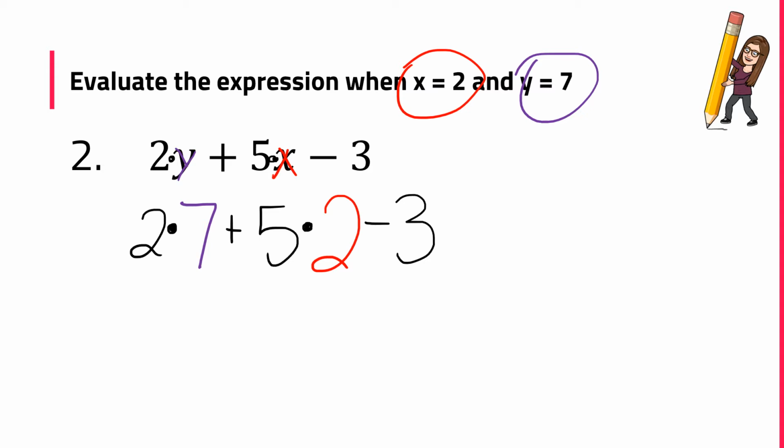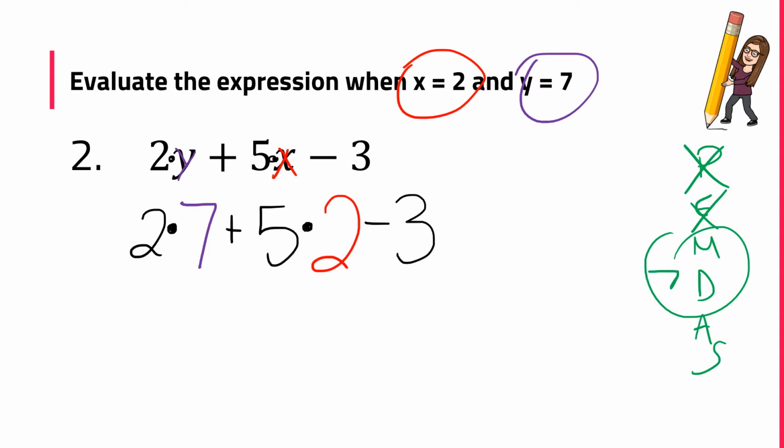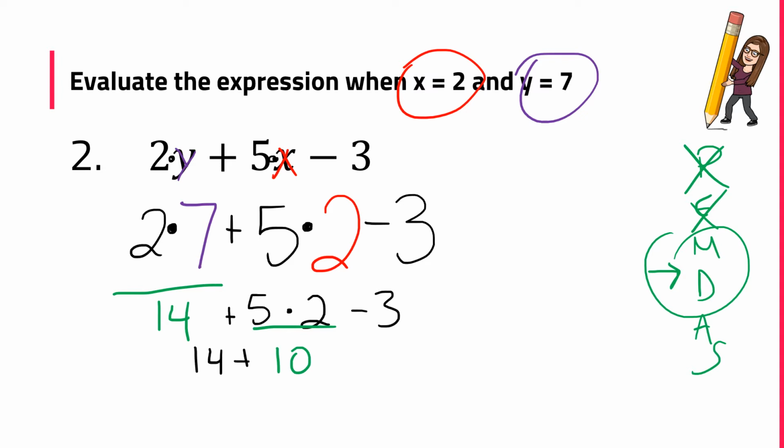Now we're going to follow our PEMDAS rules. I have no parentheses. I have no exponents. Multiply and divide left to right. So the first thing I see on the left is 2 times 7. Everything else falls down. Next, I see this multiplying. 5 times 2, 10. Everything else falls down.